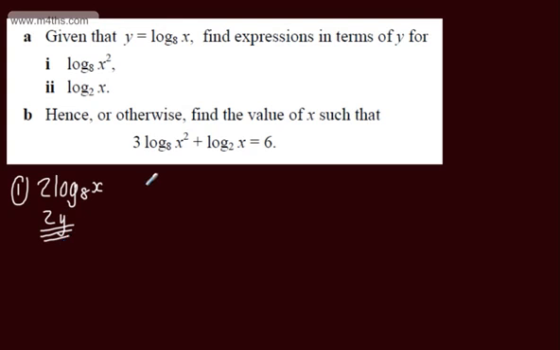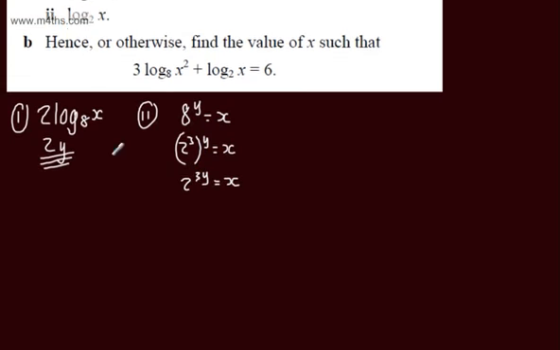If we now look at the second one, we've got a couple of different choices with this. What I could do is write this in exponential form. I could write this as 8 to the power of y is equal to x. I could write that 8 is 2 cubed to the power of y, and that's going to give me x. I could write this as 2 to the power of 3y is equal to x, and substitute that in.